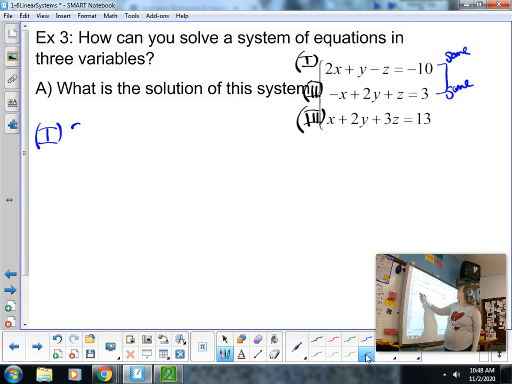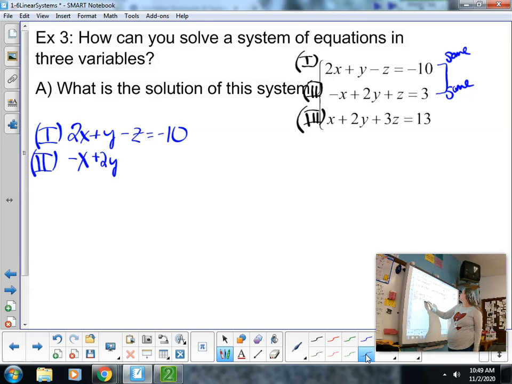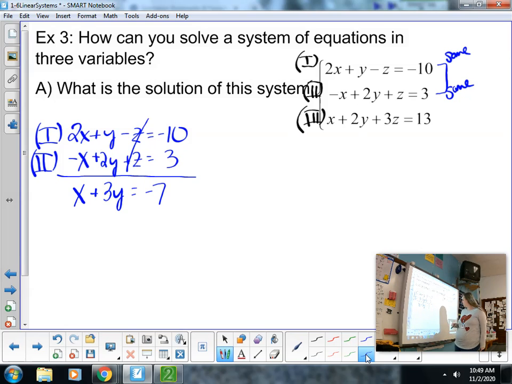So here's number 1: 2x plus y minus z is equal to negative 10. Always double check and make sure you are copying things correctly. Equation number 2 is negative x plus 2y plus z is equal to 3. And then I'm going to add those together. So my z's do add out. I have x plus 3y is equal to negative 7. So that's the first step. Eliminate a variable from 2 of the equations.